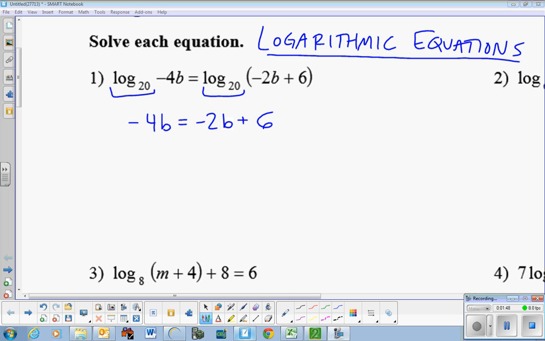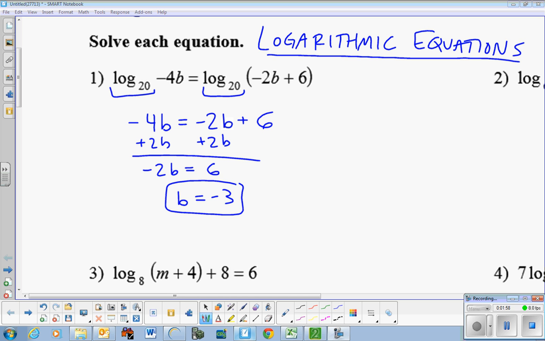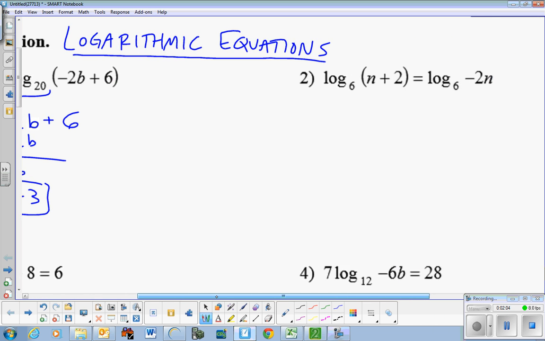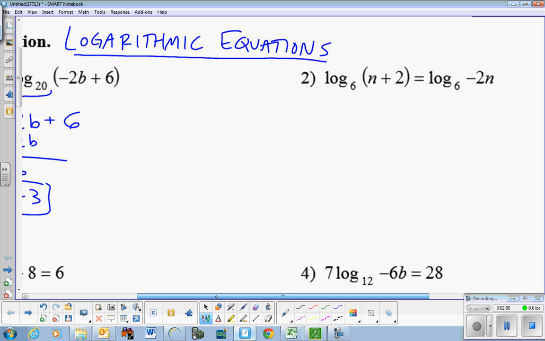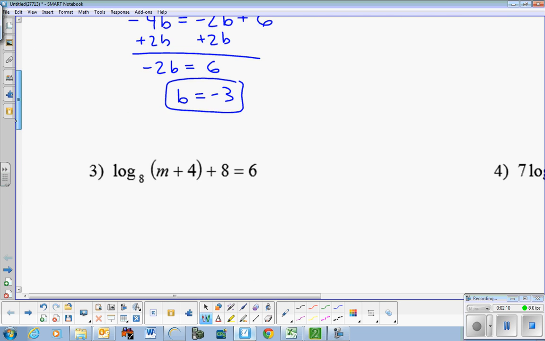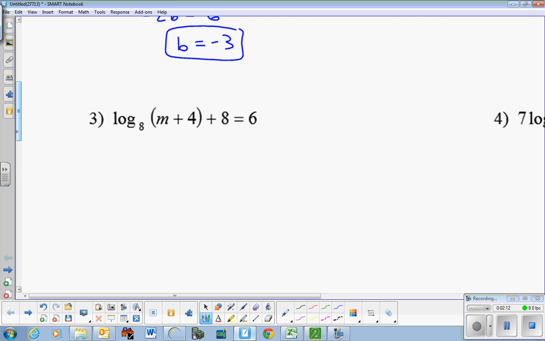So now we would solve this by adding 2b here, adding 2b here, and getting b equals negative 3. We won't spend a lot of time on ones that have the same log on both sides. Number 2 is another example. If you have a log base 6 on both sides, you can just ignore it. Now, what we do want to do is spend some time on ones like this. What if we have a log base 8 on one side only?